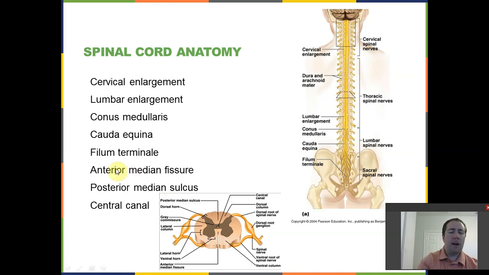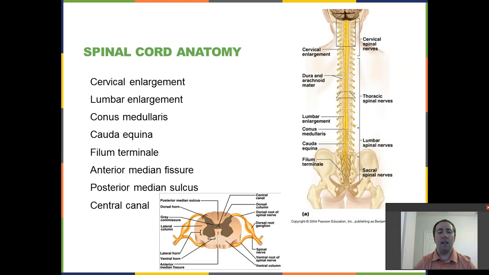Now, what I want to point out in these two terms, one is a fissure, one is a sulcus. Now, we haven't used these terms yet, but we're going to come back to them on the brain anatomy. A fissure and a sulcus are very similar to each other. They're a valley or a fold. Okay, you can see on both locations there's a fold. But notice that the fissure is larger than the sulcus. And that is always true. A fissure is larger than a sulcus. And the names are anterior median fissure and posterior median sulcus.